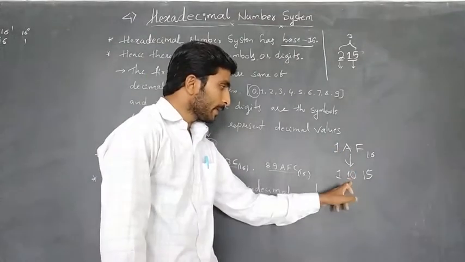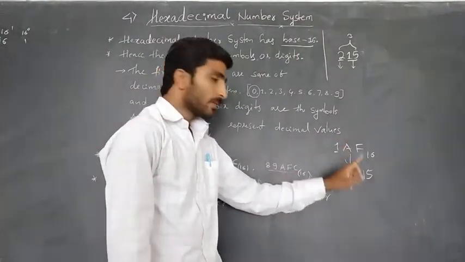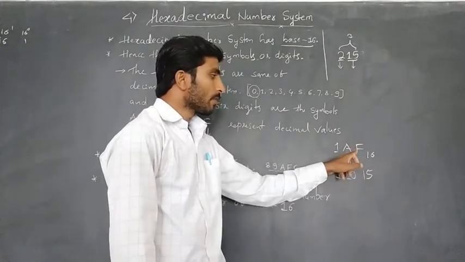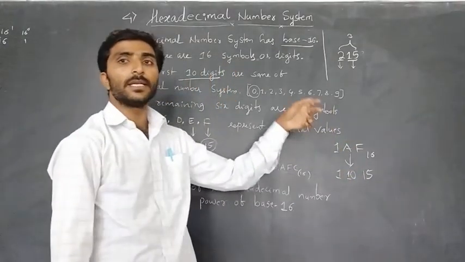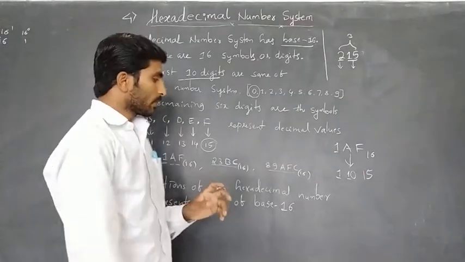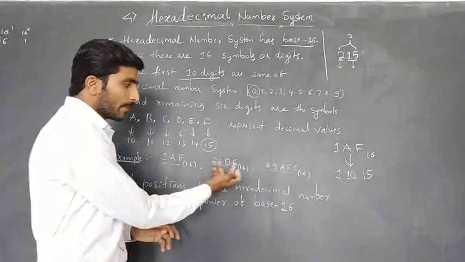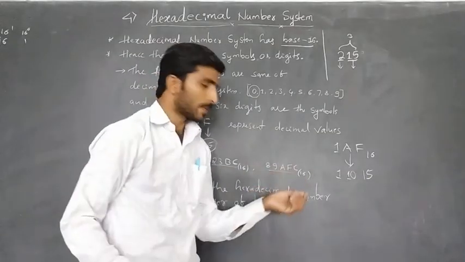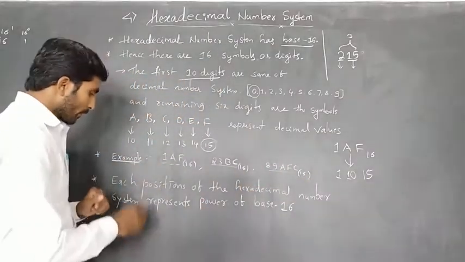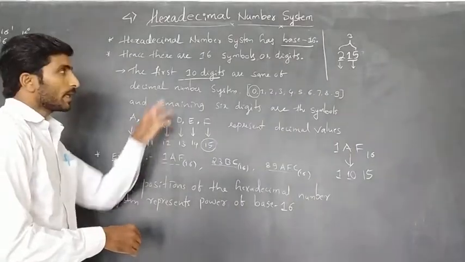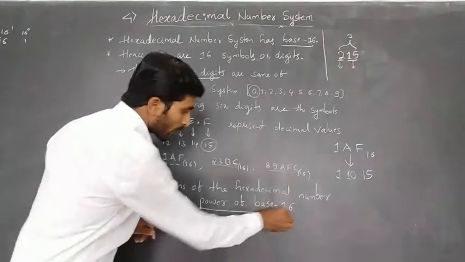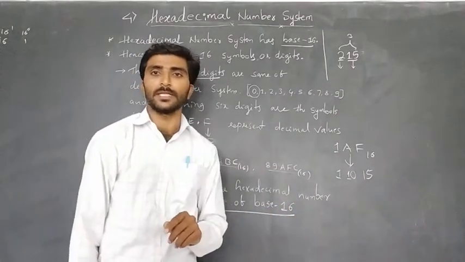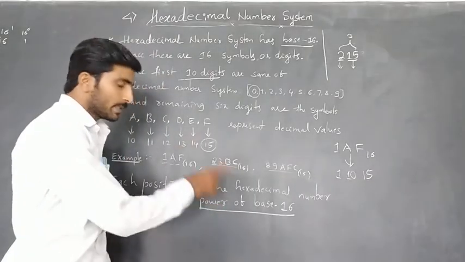If you want to represent 10, that is in the form of A. If you want to represent 15, that is in the form of F, and B, C, D, E like this. So the second example is 23BC, 89AFC. Like this you can use base 16. The position of a digit in the hexadecimal number system is a power of base 16.